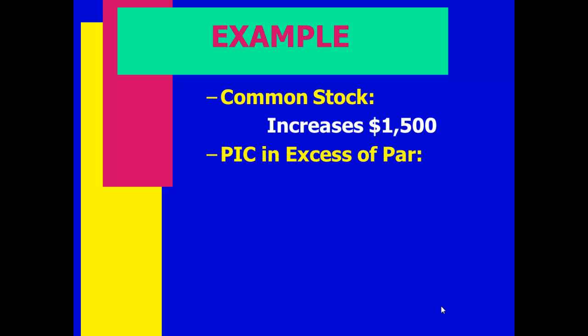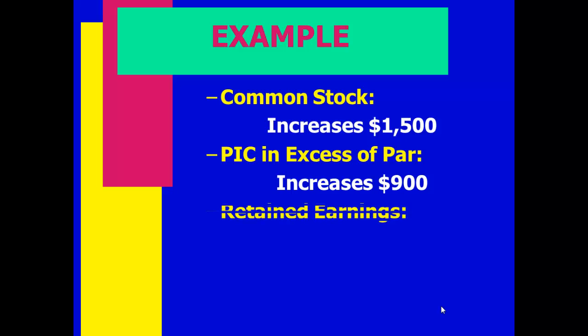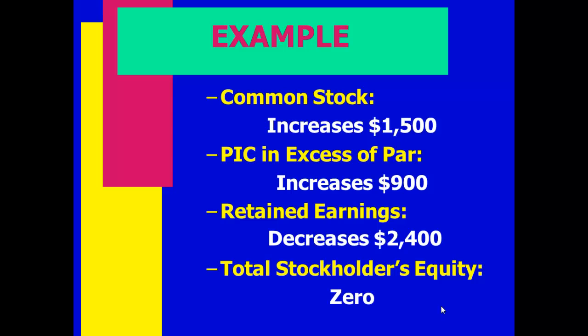And how about my PIC in excess of par? What is the overall effect on that account? It also went up by $900. Finally, what is the overall effect on retained earnings? It went down by $2,400. Common stock went up, PIC in excess of par went up, retained earnings went down. What is the overall effect on my stockholders' equity? Bottom line, zero. Two accounts went up, one by $1,500, one by $900. One went down by $2,400, zeroes out. Total stockholders' equity has not changed. Common stock has increased, PIC in excess of par has increased, retained earnings has gone down.